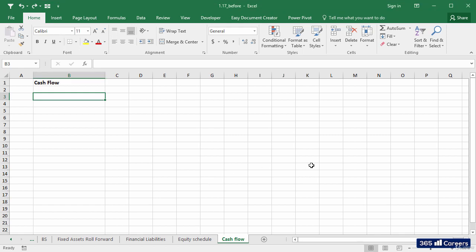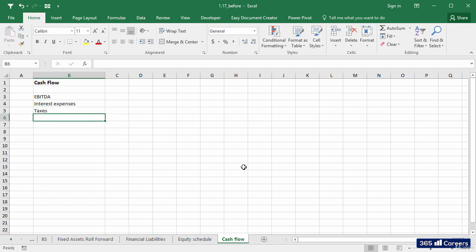In this lesson, our focus will be the structure of the cash flow sheet. We will start from EBITDA. And then we will have interest expenses and taxes. All three of these items have been calculated in the P&L sheet.